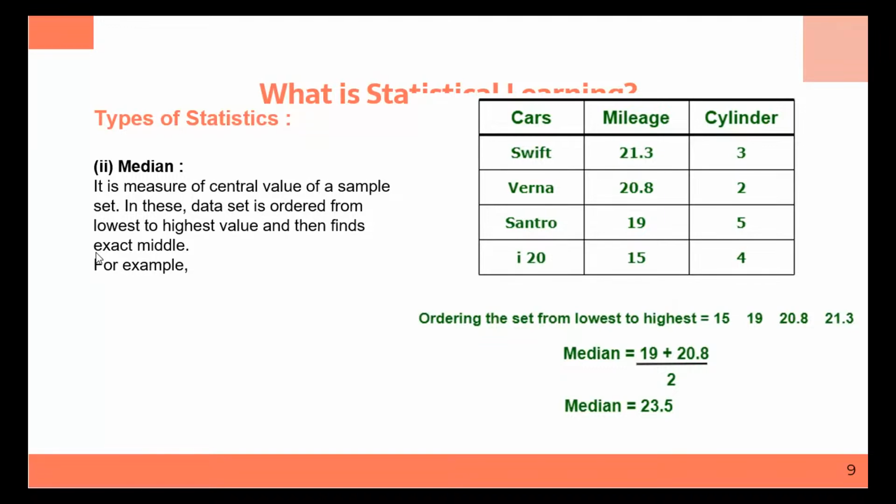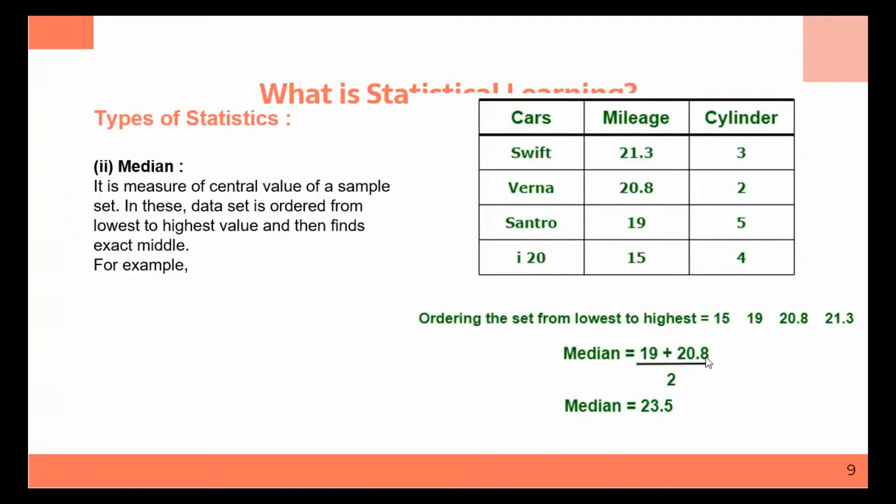So we have the same example of cars, that is cars, mileage, and cylinder. Here we have taken, ordering the set from lowest to highest: 15, 19, 20, 20.8, and 21.3. And here we have the median as 19 in terms of the values, and 20.8 among 4 values. With 4 values, the middle is not there.